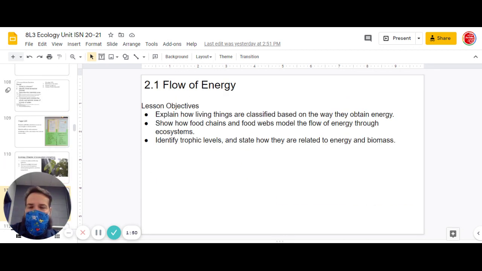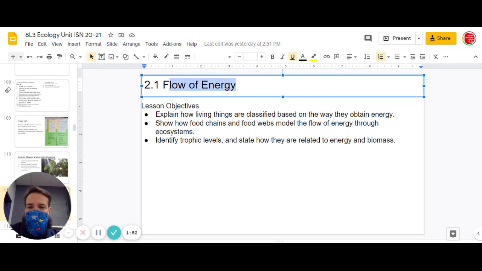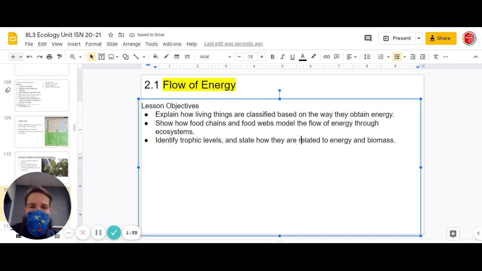All right, that brings us to this section, which is titled Flow of Energy. Now, this is still under ecology, but it's a new subsection under ecology. At the end of this, we should be able to talk about how living things are classified on how they obtain energy. We should be able to talk about food chains and food webs.